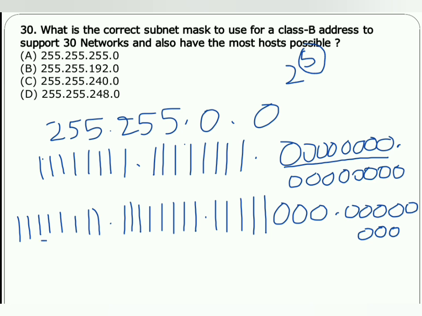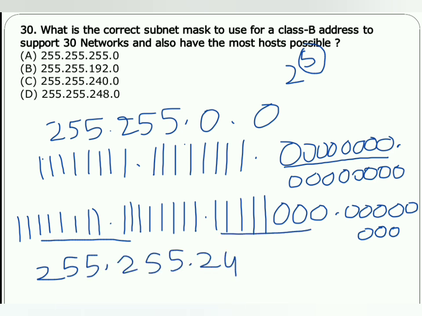Now if you convert this binary value to decimal value, then the answer is 255.255.248.0. Okay. So the answer is option C.